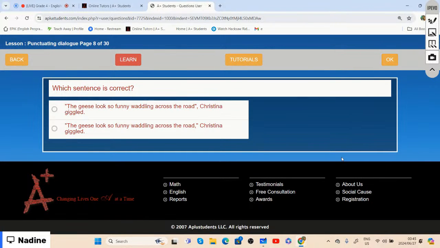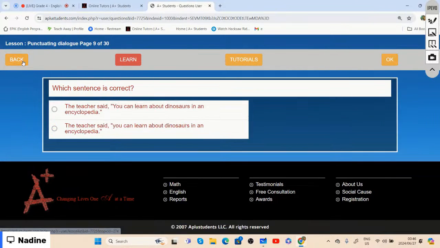Which one is correct? Option one, our comma is outside of the quotation mark, or option two, the comma is inside of the quotation mark. All right, and if we were to choose the correct one, we will choose option two.